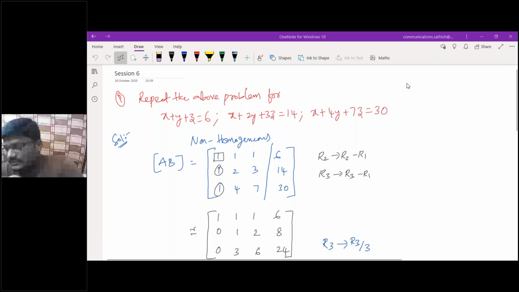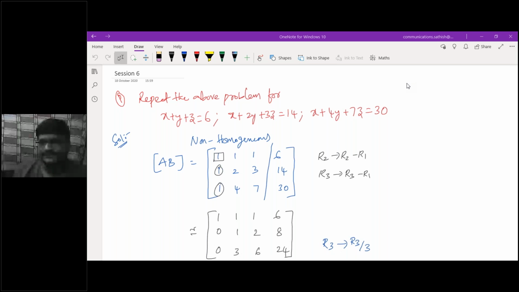In the continuation of the previous session, I'm continuing with this problem. So I think we are seeing the problem. Am I correct? Yes, sir. Fine. Up to there, we had seen in the previous session. Now let me continue with this one.